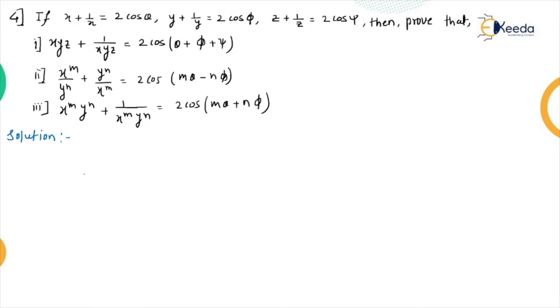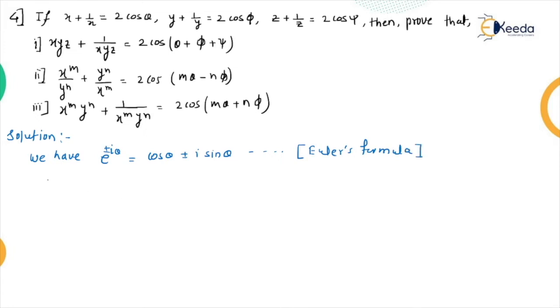The related theorem here is de Moivre's theorem. So let me write first. We have Euler's formula: e to the power plus or minus i theta can be written as cos theta plus or minus i sin theta. So that result is called Euler's formula.